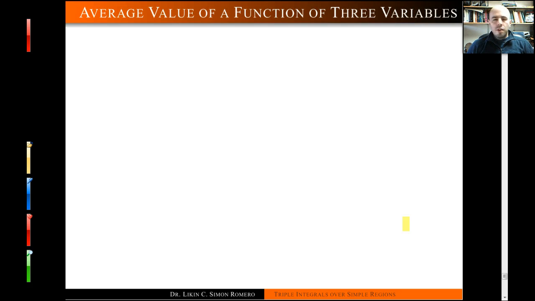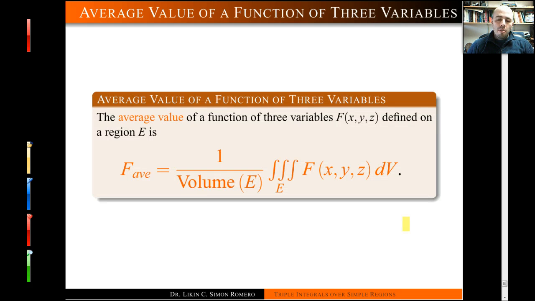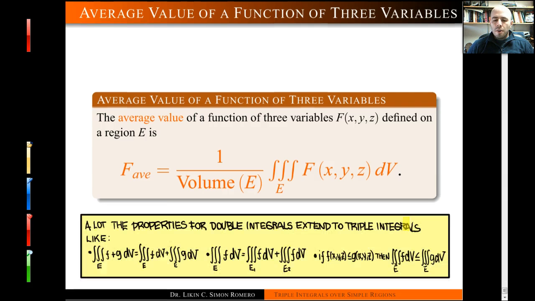I'm going to finish by giving you some properties of triple integrals. One of the common properties is, if you take the triple integral of a function and you divide by the volume of the solid, the thing that you will have is the average value. Other properties that I'm not going to list here formally, but a lot of the properties for double integrals can extend to triple integrals like this. For example, the integral of the sum is the sum of the integrals, and also you can take constants outside.